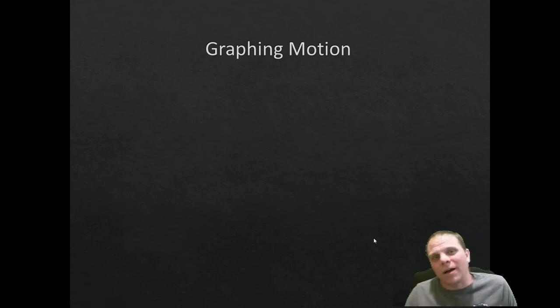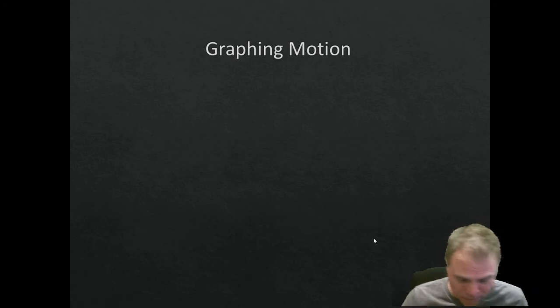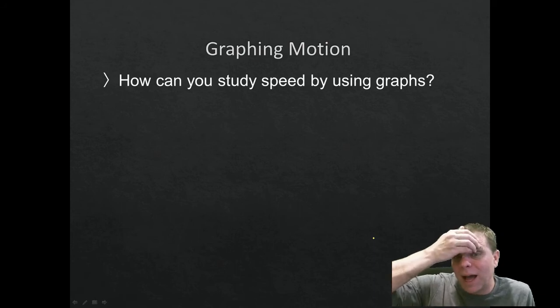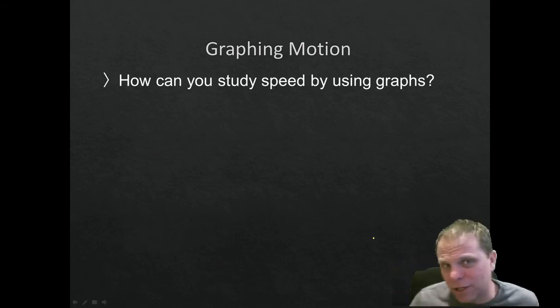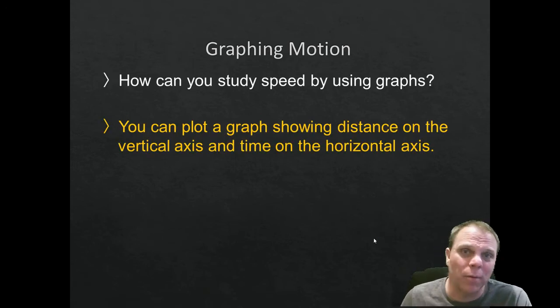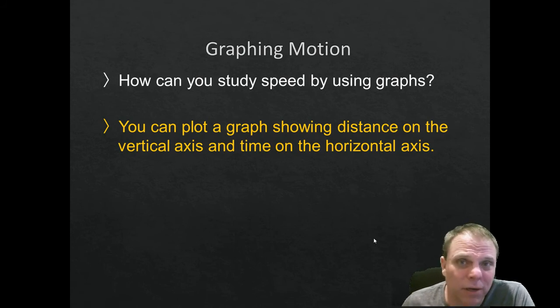So let's finish off now in this chapter. Let's finish off with talking about how we would graph motion. I've now figured out how to do these equations. Hopefully you've done a few of them now with me and they make sense to you. But how can we study speed by using graphs? Well, we are going to plot the graph and we're going to plot a distance versus time. We're going to put distance on the vertical axis and we're going to put time on the horizontal axis.